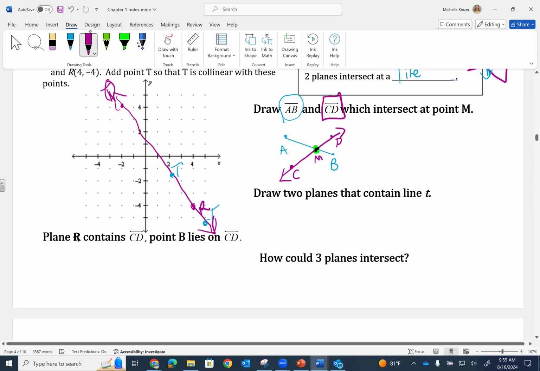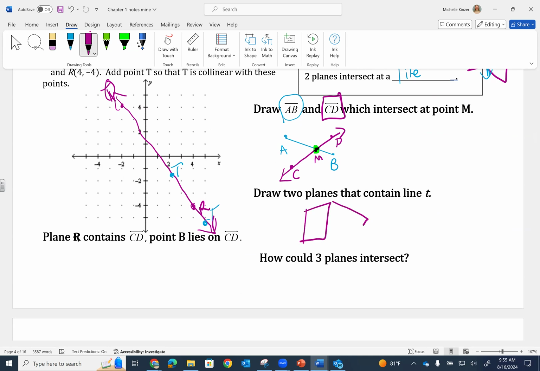And then two planes that contain line T. So if two planes have a line in common, well, that means that's where they intersect. So one way to draw it is kind of like the walls of a classroom, or a room, and they contain or meet at line T. So you have to name this to be line T. So we've got two planes that contain line T.